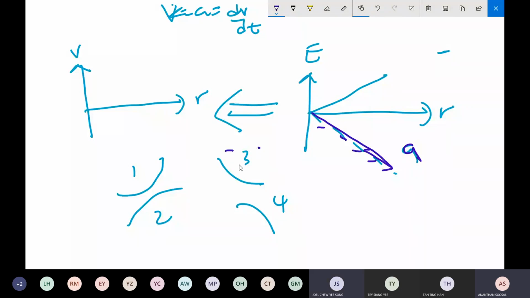3 is highly negative becoming 0. 4 is 0 becoming highly negative, right? So it should be what graph? It should be number 4. Like this 4, right? So yeah, it should be like this, highly negative.